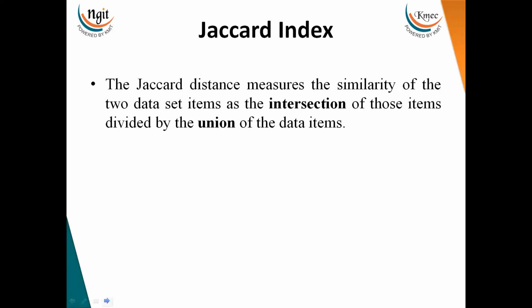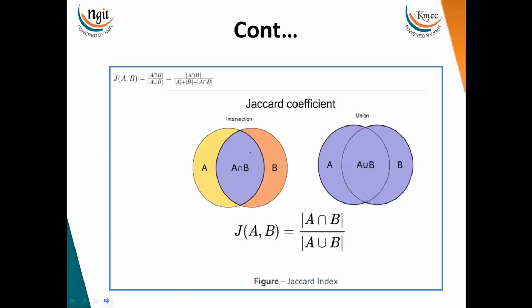The next is the Jaccard index. The Jaccard index is a distance measure: the similarity of two data set items as the intersection of those items divided by the union of the data items. So if I want to find the Jaccard index, I have to take the intersection of those items divided by the union of the data items. We'll see an example, and it will be clear to you.